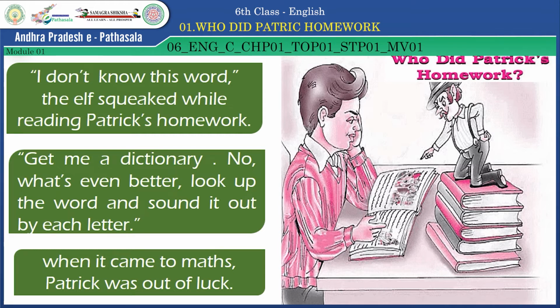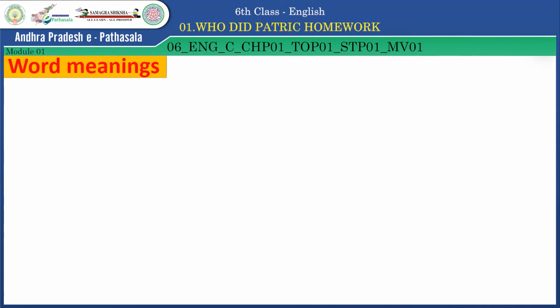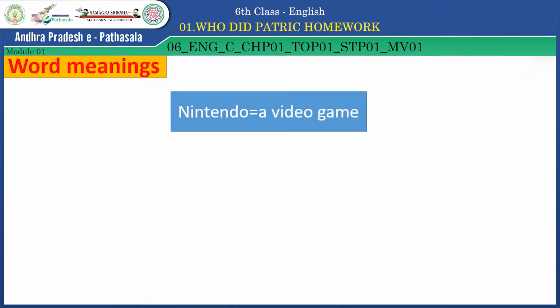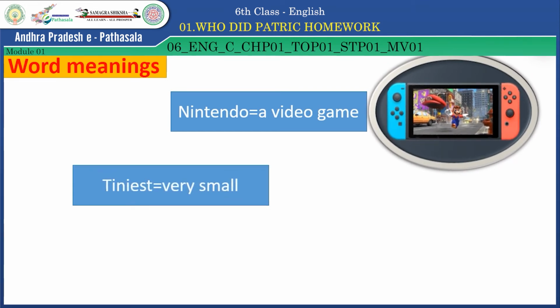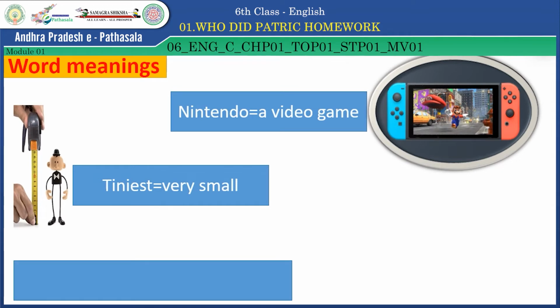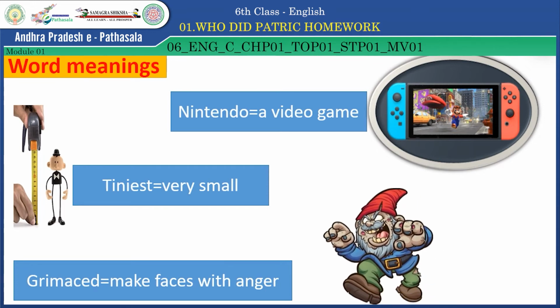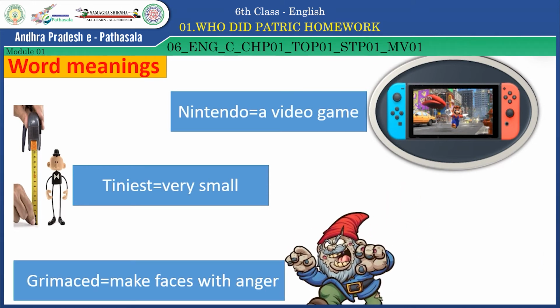Let's learn the meaning of some words in this lesson. Word meanings. Nintendo, a video game. Tiniest, very small. Grimaced, make faces with anger. I repeat it again. Nintendo, a video game. Tiniest, very small. Grimace, make faces with anger. Let's continue the lesson.